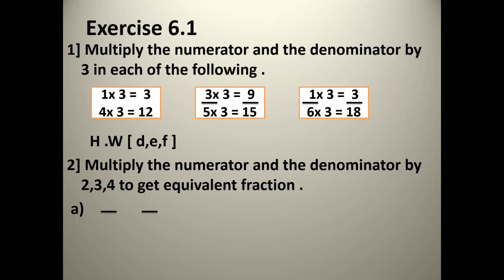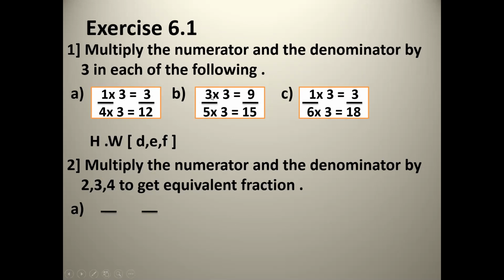Exercise 6.1, multiply the numerator and denominator by 3 in each of the following. Look here, I will multiply 1 by 4: the numerator I will multiply into 3, and the denominator I will multiply also into 3. So 1 multiply 3, it is 3, 4 multiply 3, it is 12. So this is equivalent fraction, 3 by 12.